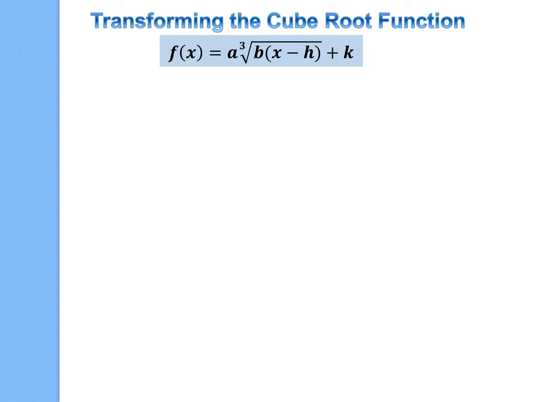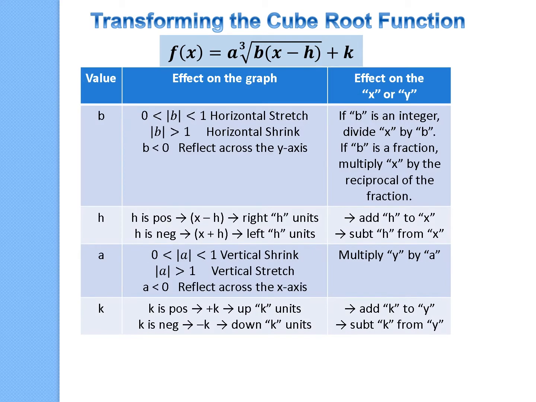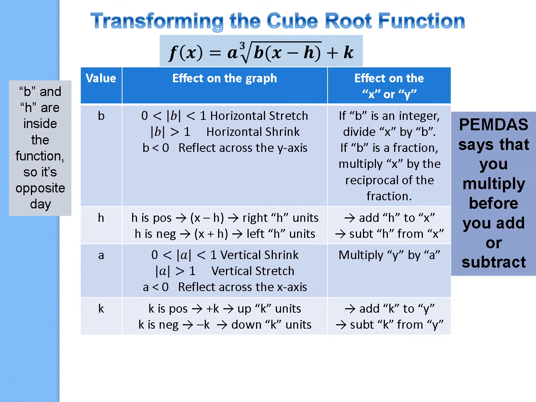Okay, looking at this slide is the same as we've done for every parent function that we've looked at. So obviously B and H are underneath the radical, so therefore they affect the x values. Please remember B and H are opposite day. A and K are outside of the radical, so therefore they affect the y's, and you do those at face value.